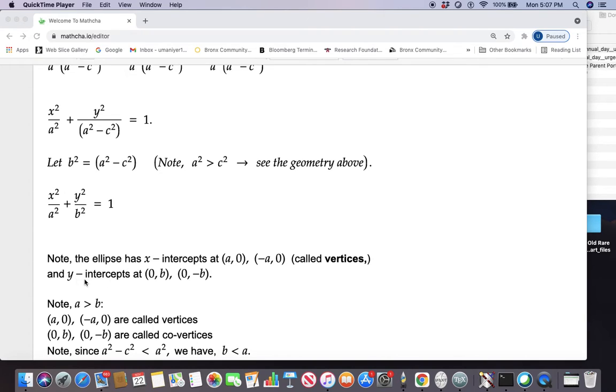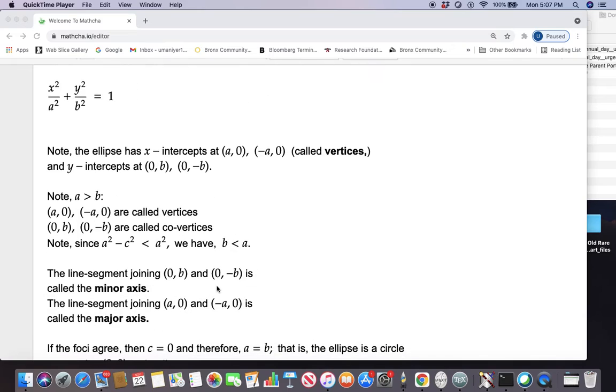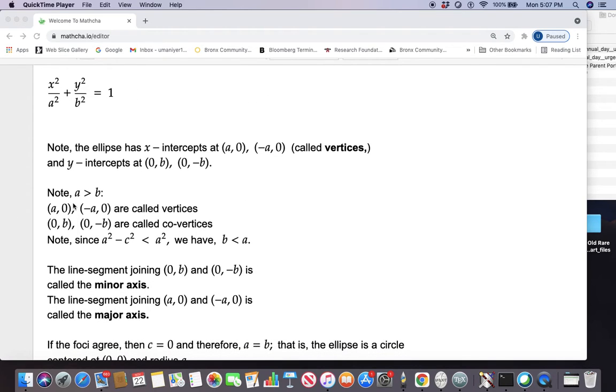Likewise, y-intercepts. How do you get y-intercepts? Set x to 0. This goes away. y squared over b squared is 1. y squared is b squared. y becomes b or negative b. So notice that's the y coordinate. All right. Always we look for a greater than b. You will see in a minute what I mean.